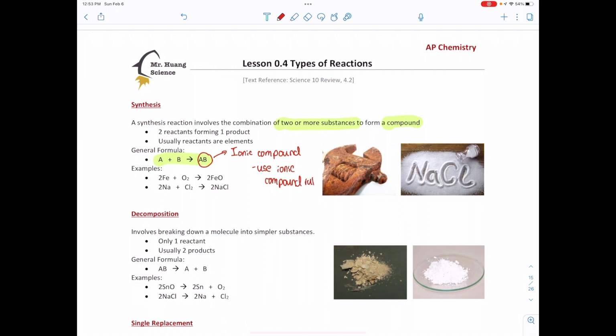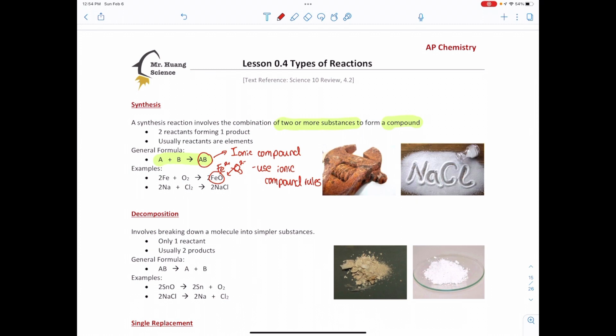So let's take a look at a few examples here. I have iron metal reacting with oxygen gas to form iron(II) oxide. Once again, if you take a look at FeO, we have the Fe with a 2+ charge and the oxygen with a 2- charge, and then they cross over and reduce to form iron(II) oxide.